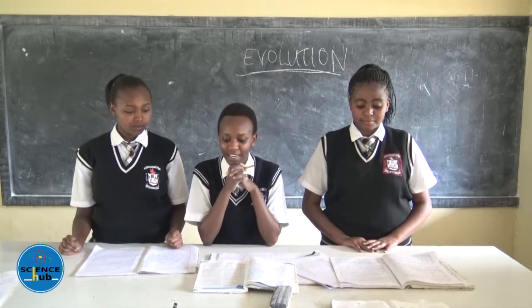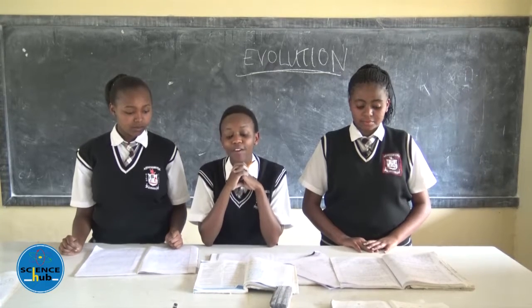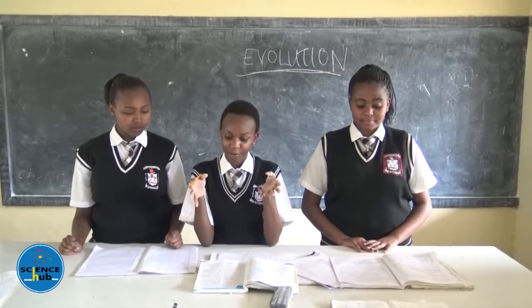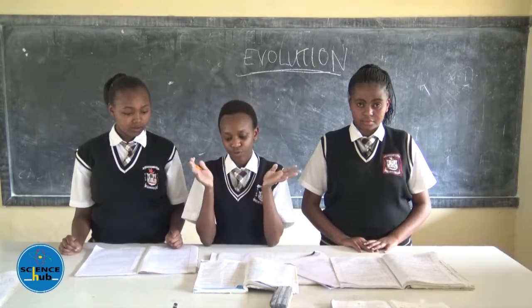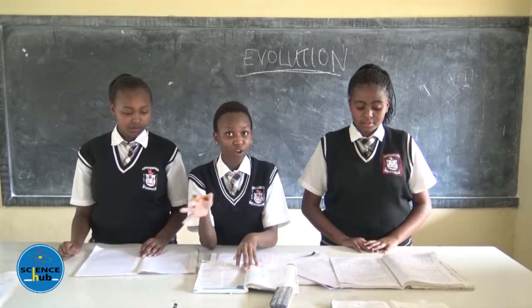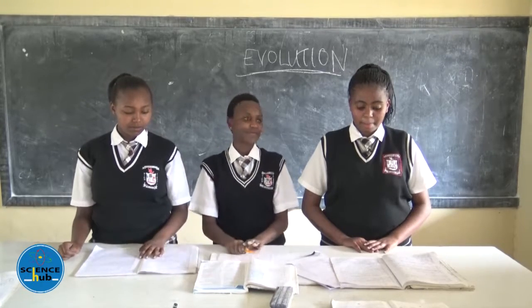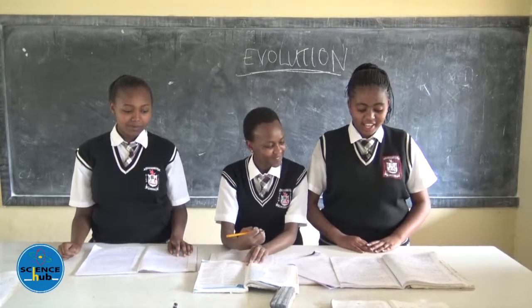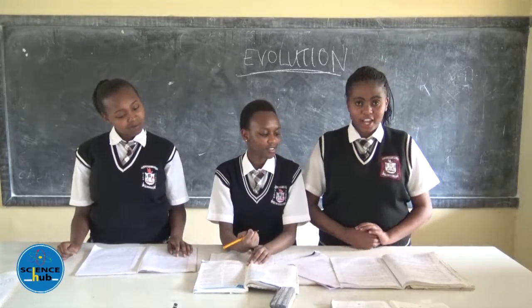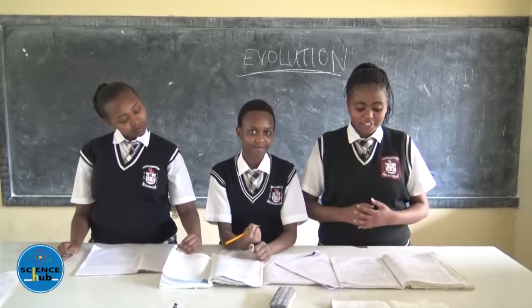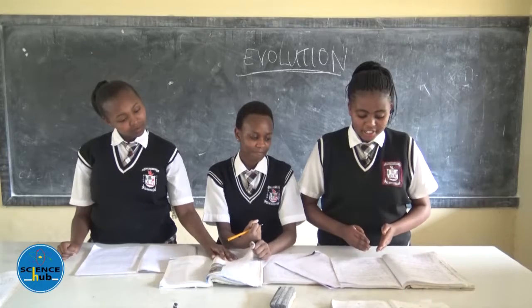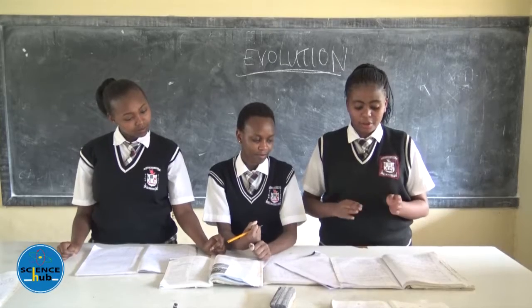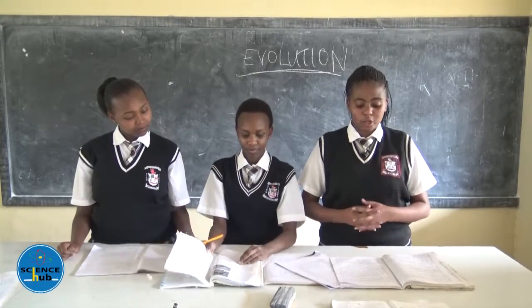We also have organic evolution. Organic evolution is the emergence of present forms of organisms gradually from pre-existing ones, some of which no longer exist. Our friend here is going to tell us about evidence of organic evolution. Evidence of organic evolution includes fossil records, geographical distribution of organisms, comparative embryology, comparative anatomy, and cell biology.